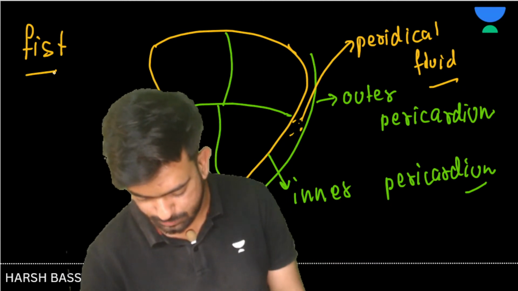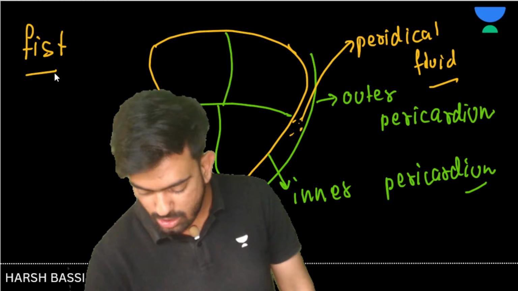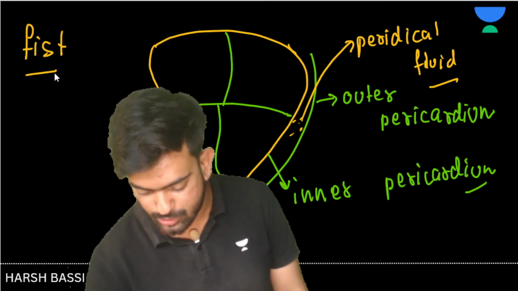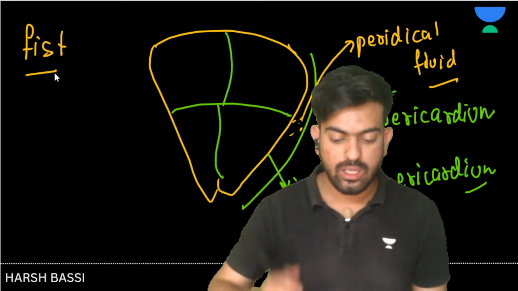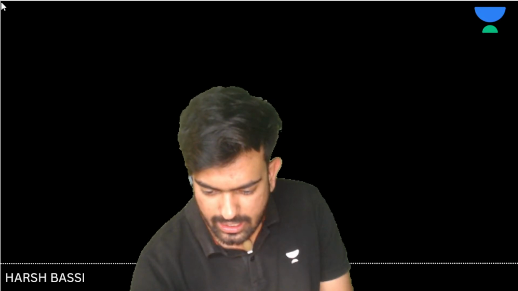Okay. Now let us talk about the structure of the heart. See here. So we are going to make 4 chambers first of all. Just one second, bachcho. I will make this thing.